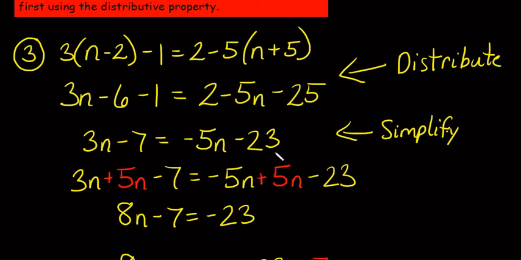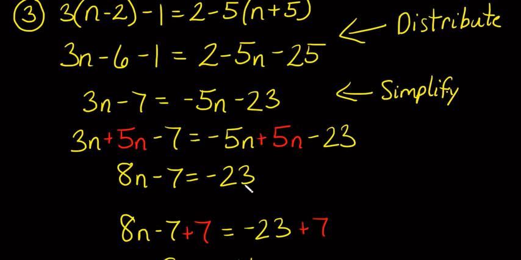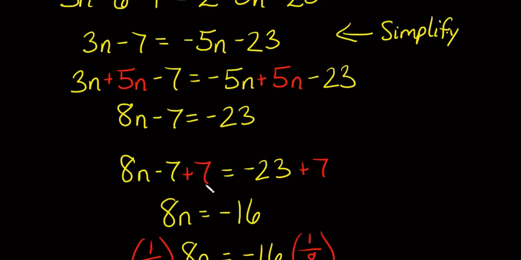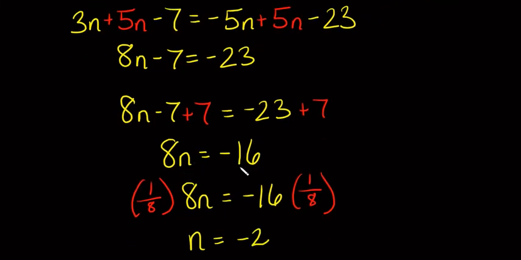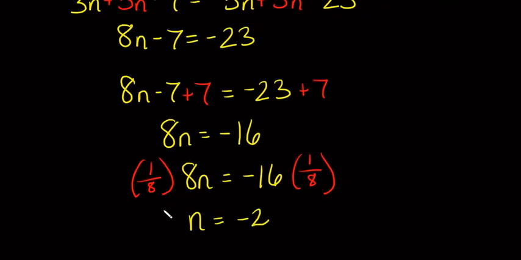and now I'm going to get my variables on one side and my constants on the other, and you can take a look and see what I did. Right here I added 5n to both sides, ended up with 8n minus 7 is -23, so now I'm going to add 7 to both sides. Now I have 8n equals -16, and then once again I'm going to multiply by its reciprocal, or since this is a whole number, I can divide by 8. So when I divide by 8, n equals -2.